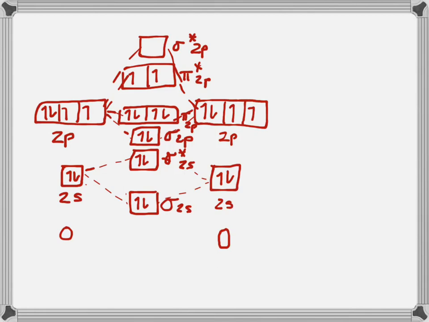Looking at the molecular orbital diagram, is oxygen paramagnetic or diamagnetic? It's paramagnetic. It has 2 unpaired electrons. Those other theories didn't account for that. They didn't explain that. Molecular orbital theory does.